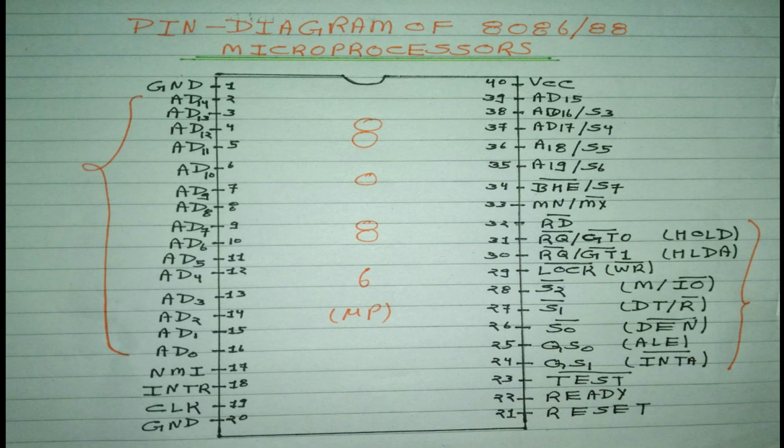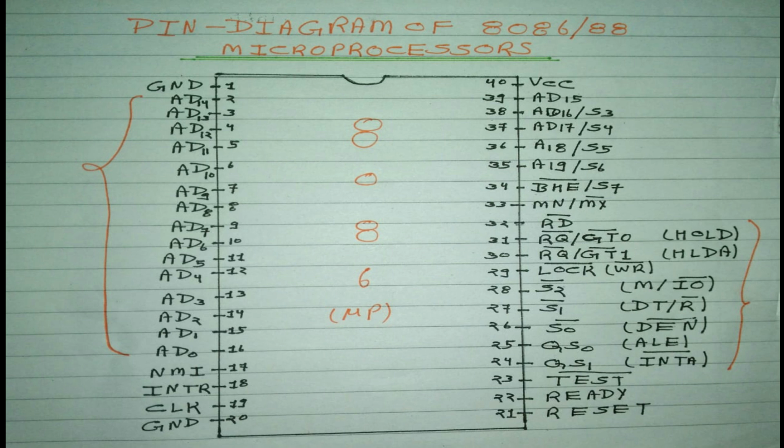Okay, at the beginning I should explain the ground and VCC. Okay, now let's start with ground. There are two ground signals. One is pin number 1 and the second is pin number 20. The ground signal is very simple. Ground means the ground supply to the microprocessor. And pin number 40, VCC. VCC means the power supply input, provided as +5 volt.